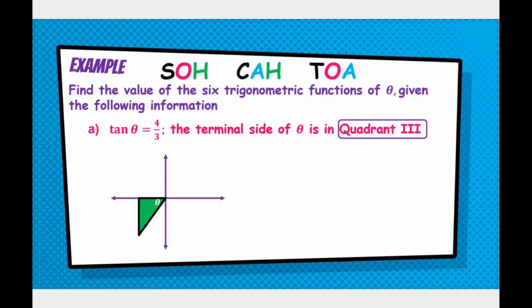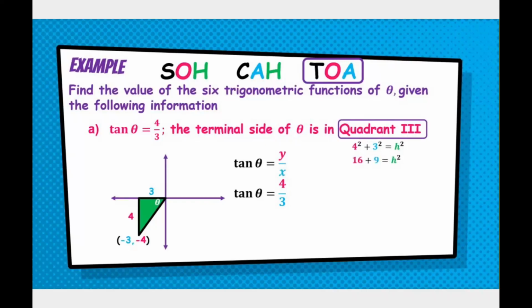So if I label my sides, and that's tangent of that, I know that the opposite of the angle is the numerator, and then the adjacent is in the denominator. So to determine what my hypotenuse is, I need to do Pythagorean theorem, and I get 5.